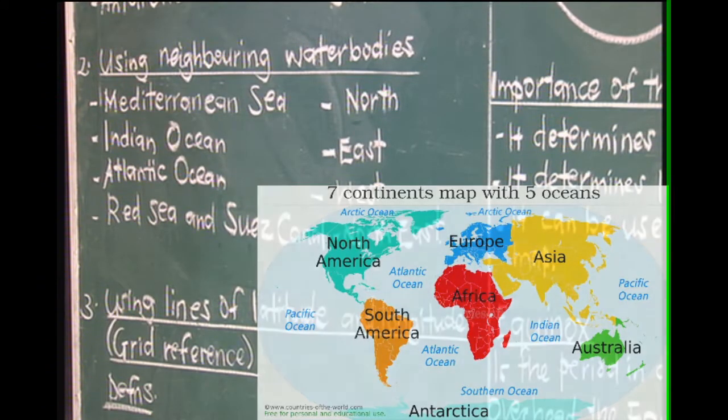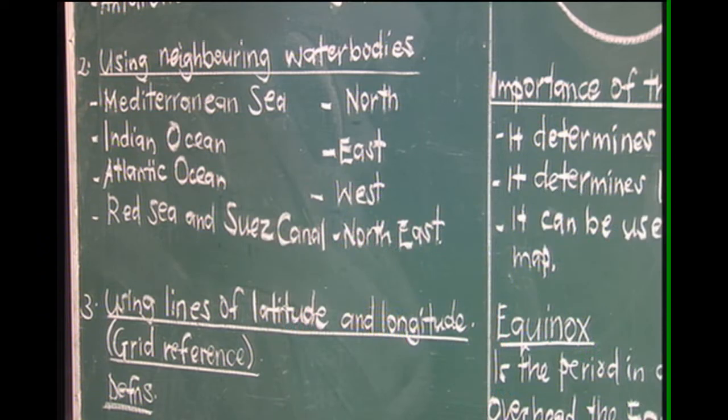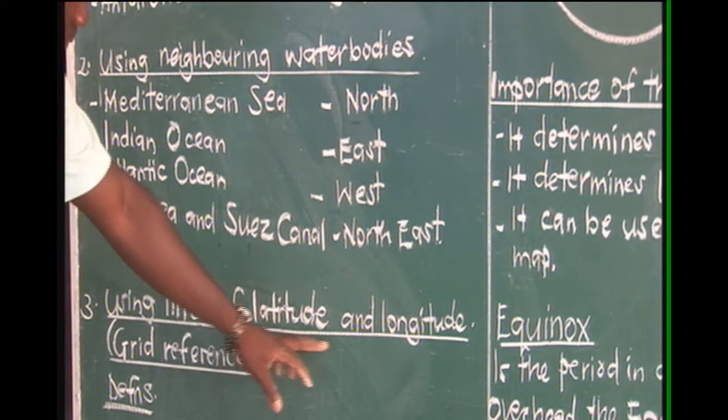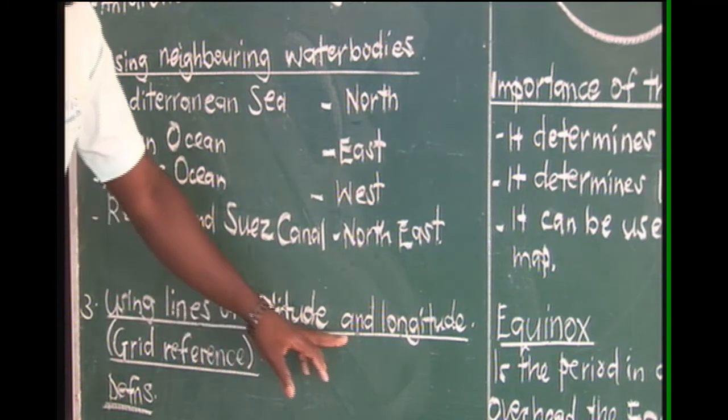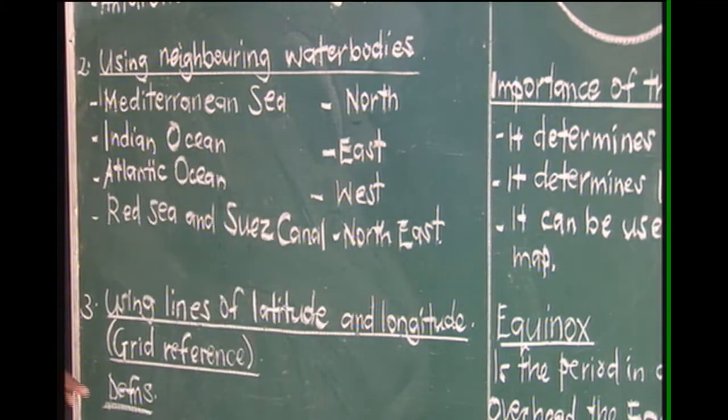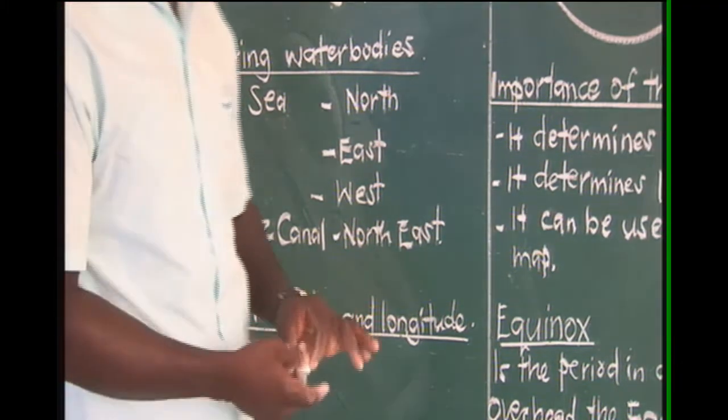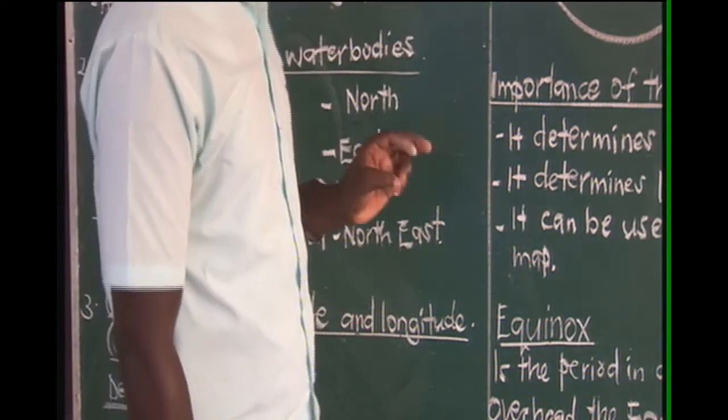Then the other method is we can locate Africa using the lines of latitude and longitude. I want you to understand here very well. Locating Africa using lines of latitude and longitude. Here we are going to understand these terms that we have talked about. That's why I have written definitions. I've abbreviated them in short. Now in our definitions, we are going to understand the following terms.